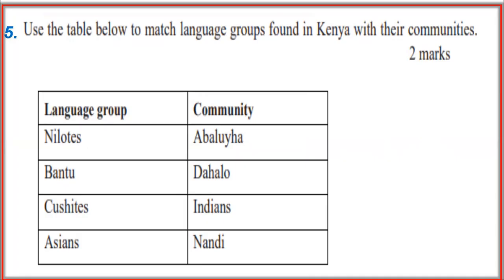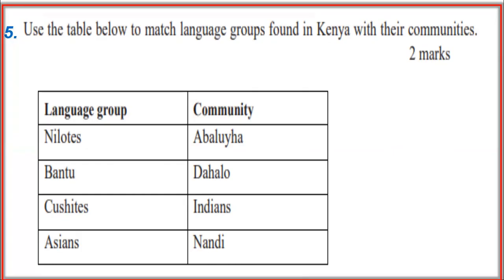We have Kushites in Kenya. Bora, Rendile, Gabra, Oromo, Boni, Somali, Orma, Dahalo, Sanye. So Dahalo is one of them. And Asians, we have the Indians, the Jews, all these people, Japanese and Chinese, all of them.